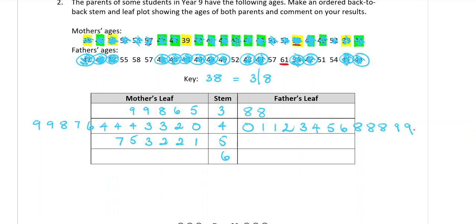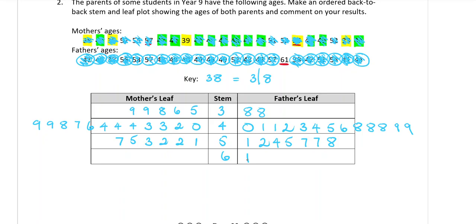Okay, in the 50s, we've got 55, 58, 57, 52, 57, 51, 54. Which is the smallest? 51, cross it out. Then 52, cross it out. Then, yeah, there's no 53, so 54, cross it out. Then 55, 2 57s, and a 58. All right, and then there's just one dad who is 61.